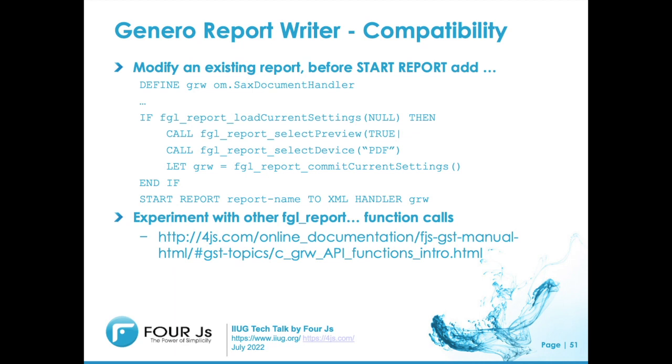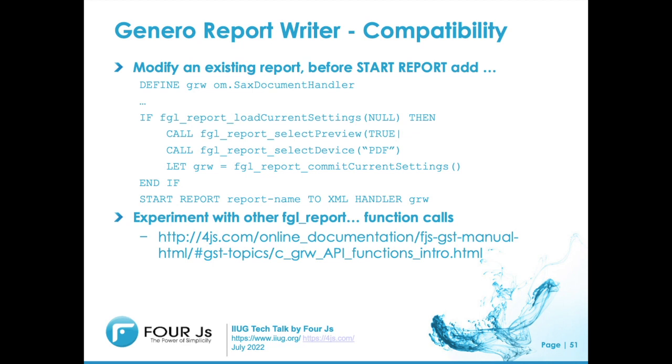The coding for compatibility mode is that the start report line is modified so it says start report, then the report name, to XML handler, and then the name of a variable. This variable is of type om.SaxDocumentHandler, which is basically something you use when interpreting XML. And there will be a few lines of FGL report function calls that configure the report. The thing to note is that the argument for fgl_report_loadCurrentSettings is null. This indicates that there is no report design document, but to use compatibility mode.